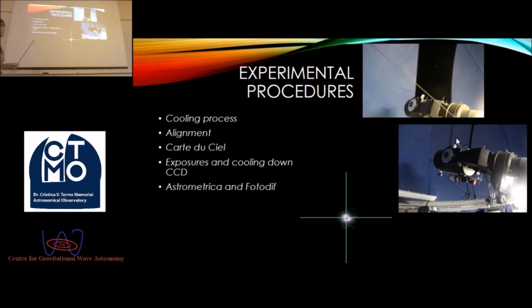One of the experimental procedures was the cooling process, which lasted about 5 minutes. We usually started at 0 degrees Celsius, and then throughout the observation, we lowered it down to -5 degrees Celsius. Then we did the alignment, where our main star was Arcturus. We always started with Arcturus before we began any observation, and then we started testing exposure, which lasted like 5 seconds or 20 seconds of exposure, and then we got our results using Astrometrica and Photometrica.